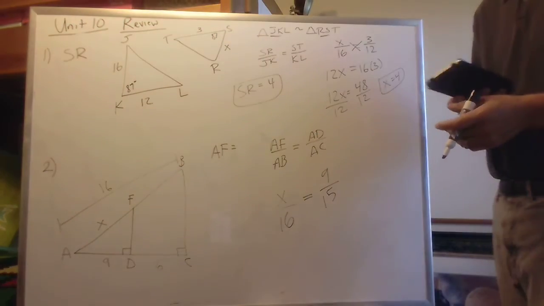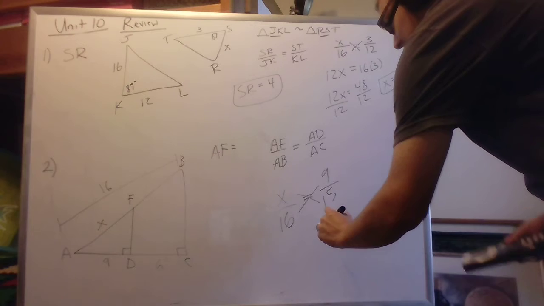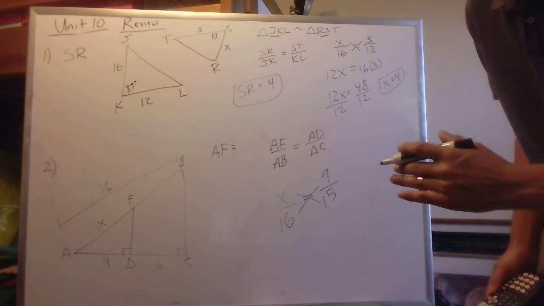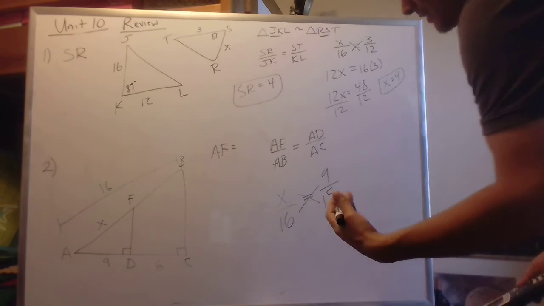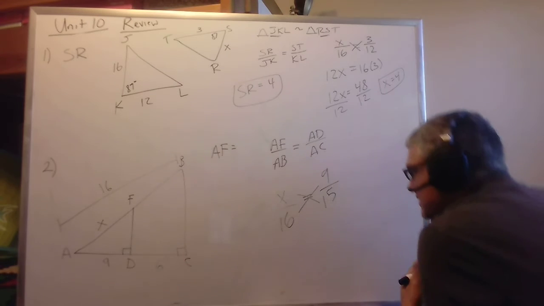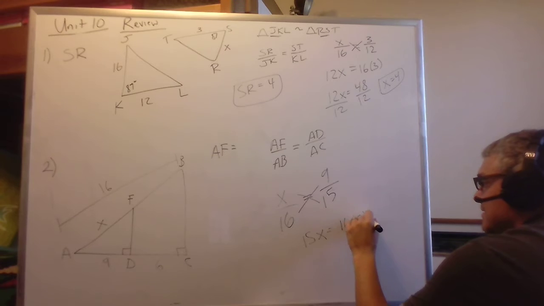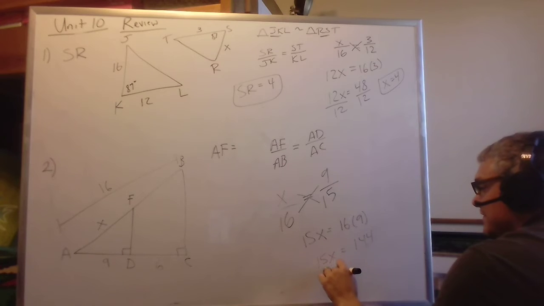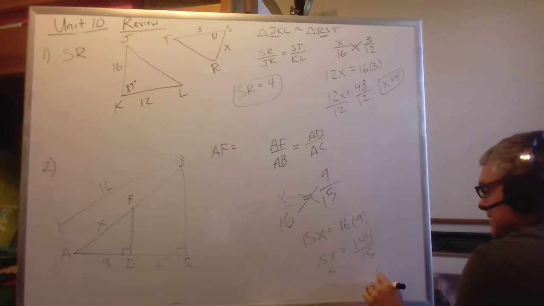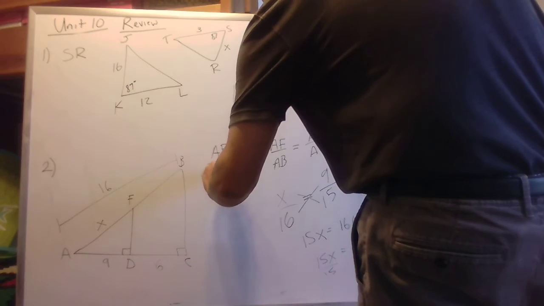Okay. So what we're going to do now is cross multiply. The only reason I was hesitant was because the problem is giving us a decimal for x. So we're going to have 15x equals 16 times 9. So 15x equals 144. Divide by 15, divide by 15. And then x is going to equal 9.6. So that means that AF is equal to 9.6.